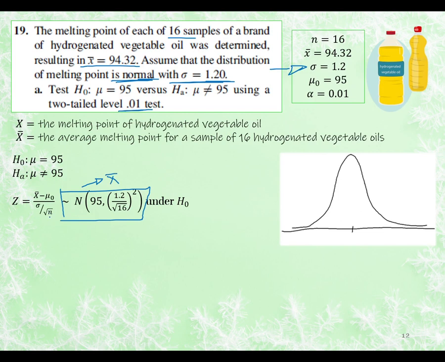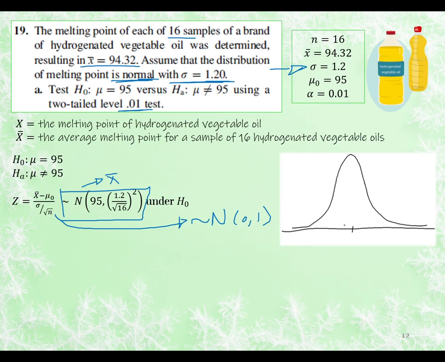So z's distribution is going to be normal(0, 1). We start with x bar, which has this distribution, and then when we standardize it, this has a normal(0, 1) distribution. So this is the distribution of x bar under the null hypothesis. Apologies for that error.